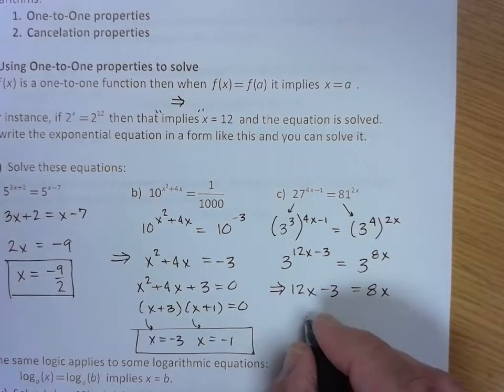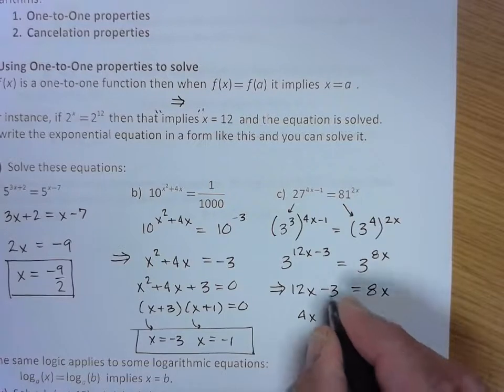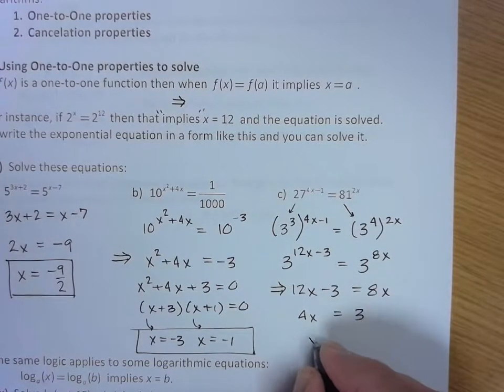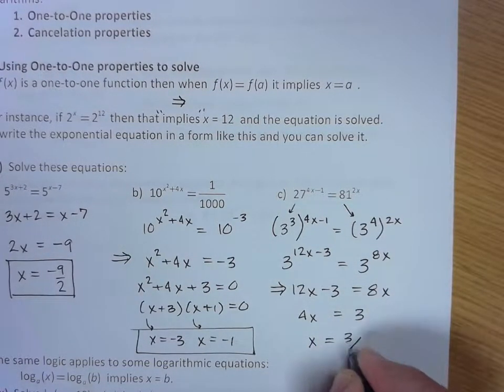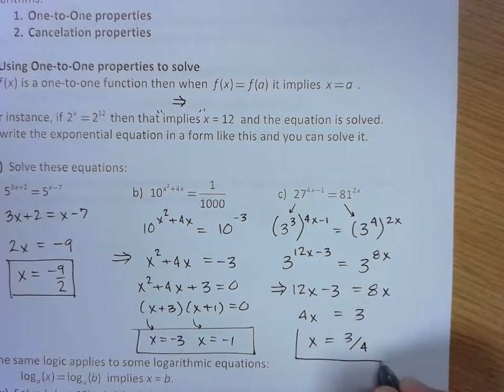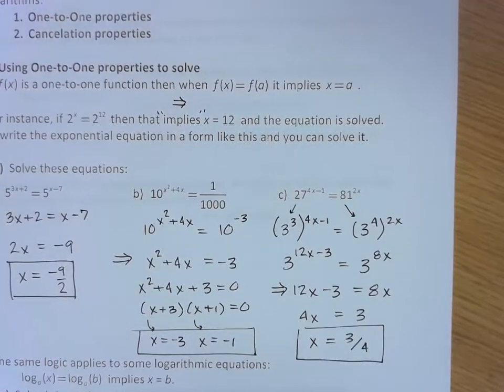Subtract your 8x from 12x. Add the 3 to the right-hand side. Divide both sides by 4. So the solution to this equation is x equals 3/4.